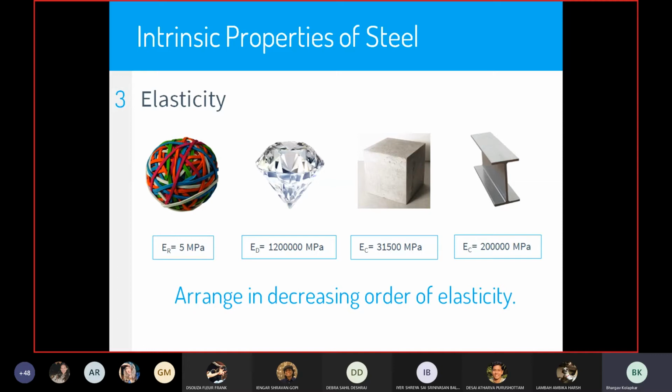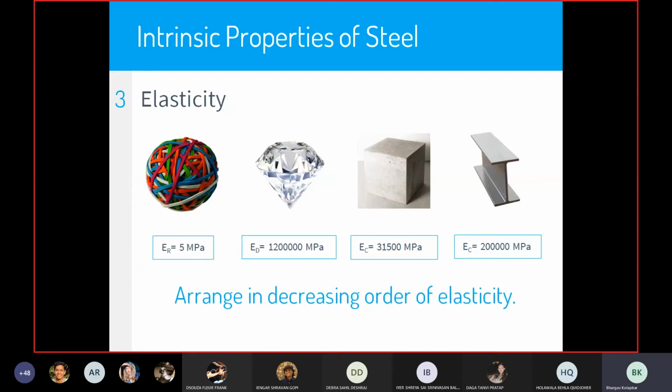Any more answers? I think diamond has the most, then steel, then concrete, and then the rubber, because higher the value of Young's modulus, higher will be the elasticity. Okay. So he's basing his conclusion on the values of E, and he thinks that the larger the value of E, the higher is the elasticity.